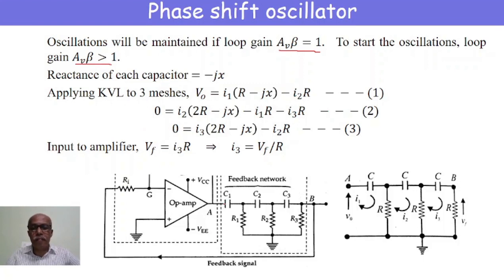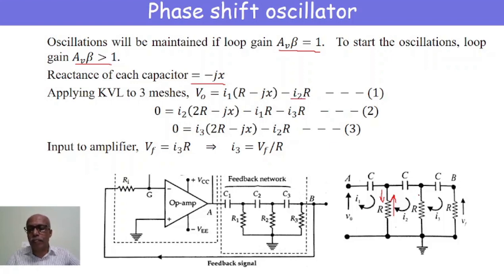The reactance of the capacitor is given by the expression minus jX. Minus jX gives the reactance of these capacitors. Let us apply Kirchhoff's voltage law to all these 3 loops. Applying it to the first loop, we get V0 is equal to I1 into (R minus jX) minus I2R. I1 is in this direction, I2 is in the opposite direction, therefore minus I2R.